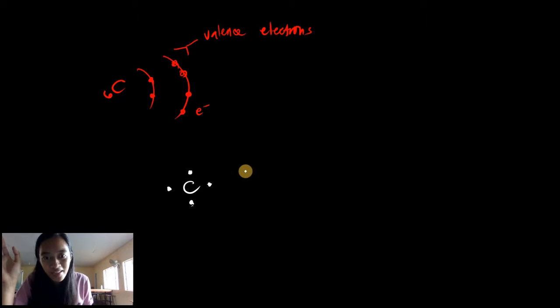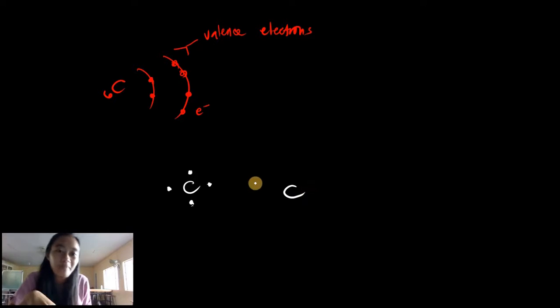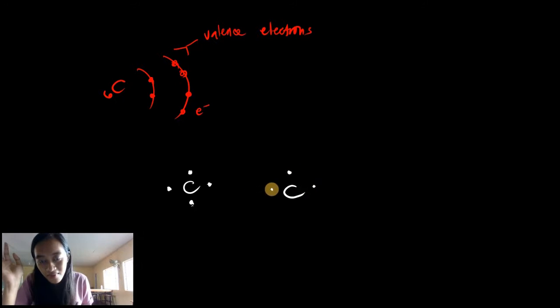So, example, you have carbon. Nakakita si carbon og another carbon. Makig-share silang electron. So, magkuyog sila. So, making this two.